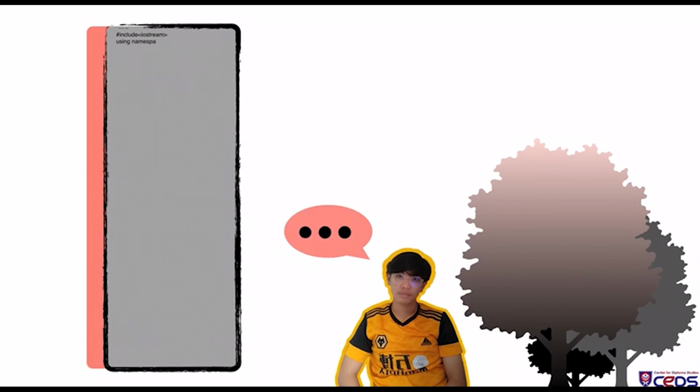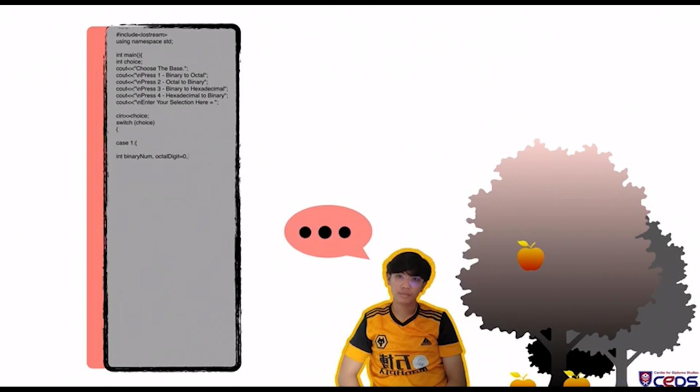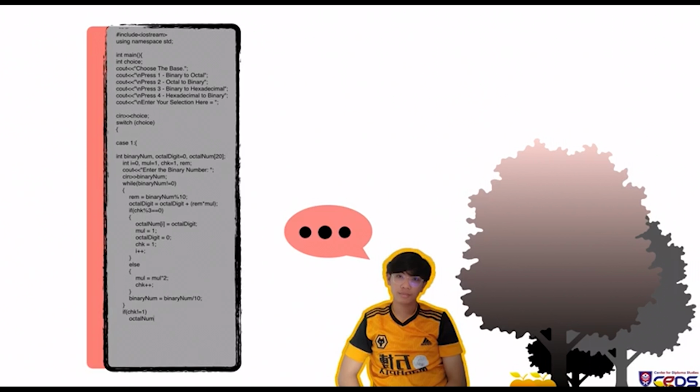I want to talk about the procedural code of my group. We include iostream using namespace std to enable the program's basic input and output operations, and we put int main and an integer choice for the user to choose the base. The user can press 1 to choose binary to octal, press 2 for octal to binary, press 3 for binary to hexadecimal, then press 4 for hexadecimal to binary. And you can see what the selection is in the program.